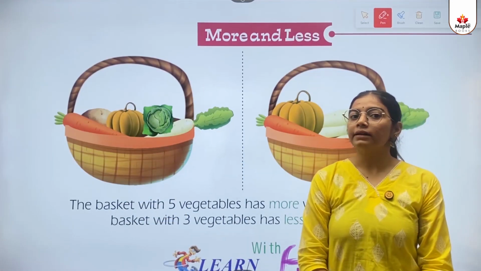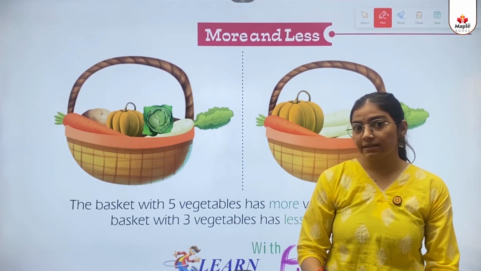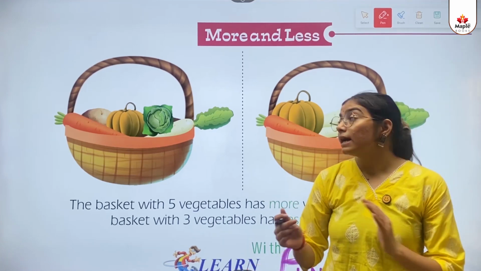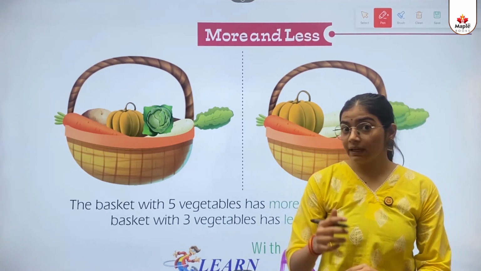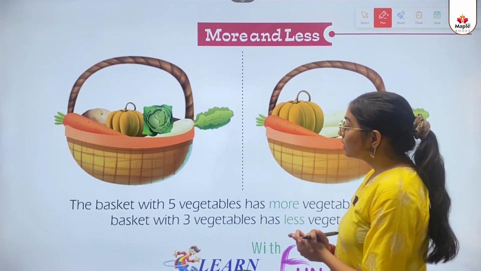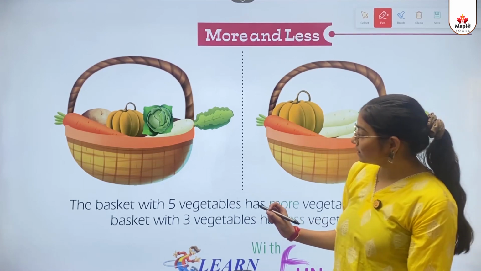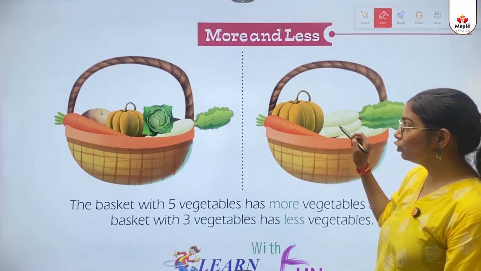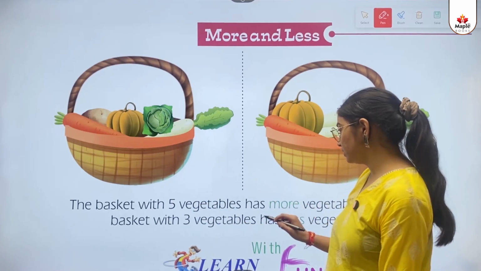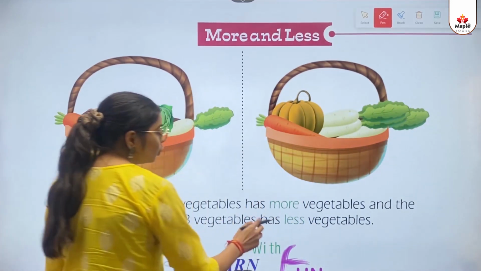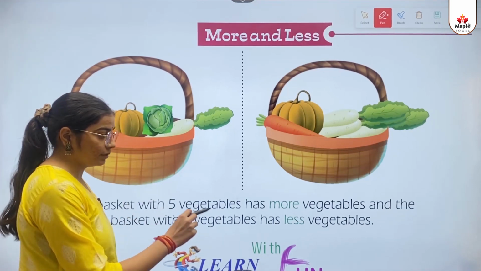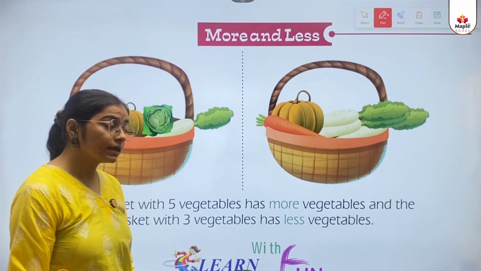More and less. More means something that is more in quantity, big in quantity. Less means something that is less in quantity or small in quantity. So, as you can see, there are 2 baskets given. The basket with 5 vegetables has more vegetables and the basket with 3 vegetables has less vegetables.